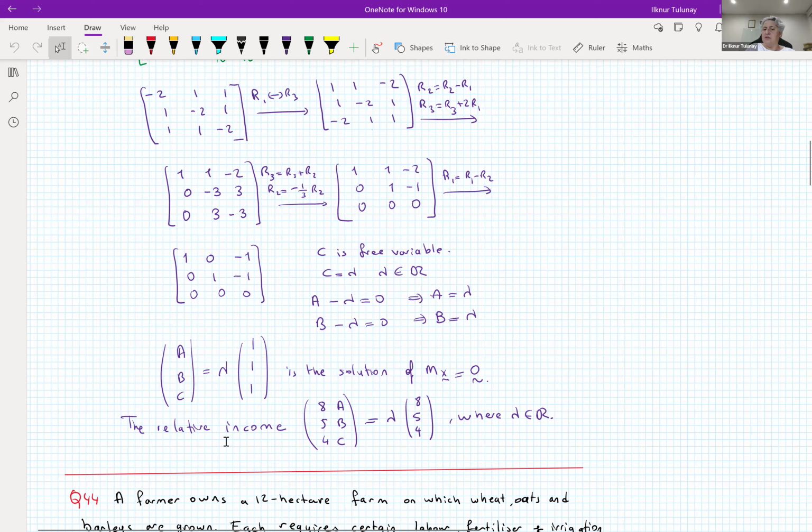If you look at the relative income, that will be 5 lambda, and ABC is just 1, 1, 1, and lambda is any real number, we will obtain as a solution the 8, 5, 4 vector. It is a relative income situation, but this is the solution for ABC.